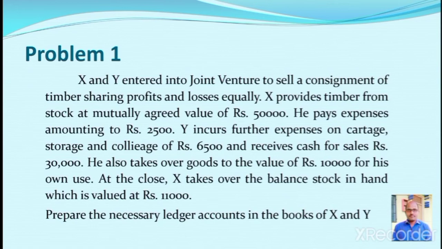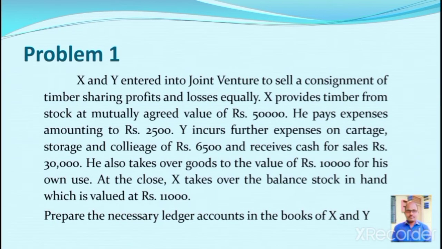Y incurs further expenses on cartage, storage and carriage of rupees 6,500 and receives cash for sale of rupees 30,000. So these are the transactions incurred by Y. He also takes over goods to the value of rupees 10,000 for his own use. At the close of the business, X takes over the balance stock in hand, which is valued at 11,000. So both of them are taking the remaining stock. Then prepare the necessary ledger accounts in the books of X and Y.